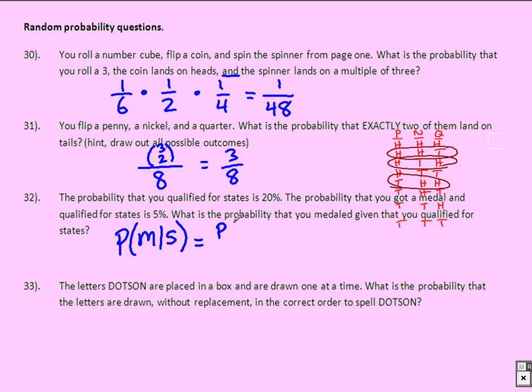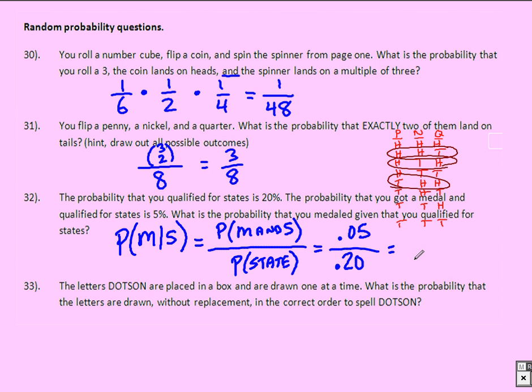Well, the way you do that, the formula is the probability that both happened, you medaled and went to states, divided by the probability of your given, the probability that you made it to states. And we know both of those. They gave them to us. Probability you qualified for states is 20%, 0.20. The probability that you medaled and qualified for states is 0.05. So you're just going to do that division, 0.05 divided by 0.20, and you should get 0.25, or 1 out of 4, as that probability. That's just as simple as knowing what the formula is.